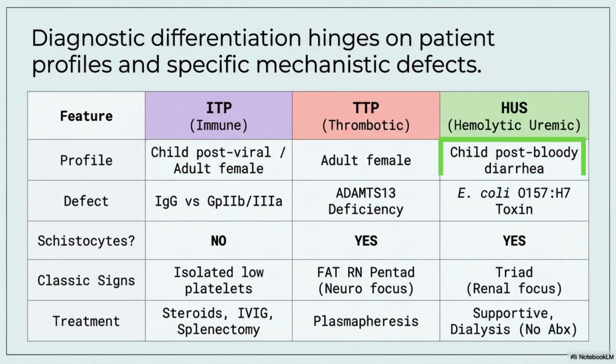For HUS, the profile is a child post-bloody diarrhea. The defect is the E. coli O157:H7 toxin. Schistocytes are present. The classic sign is the triad with a renal focus, and the treatment is supportive care and dialysis. And remember this, no antibiotics.